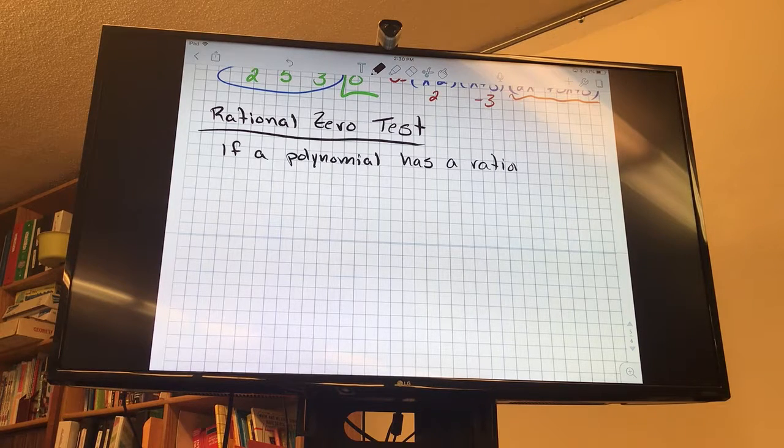Wait, what's a rational zero? Good question, I was just gonna explain that. What the heck's a rational zero? Rational, whenever you think of rational, I want you to think of fraction. When you have a zero that's a fraction. But again, be careful. Is 2 a fraction? No. Technically, yes, it's 2 over 1.